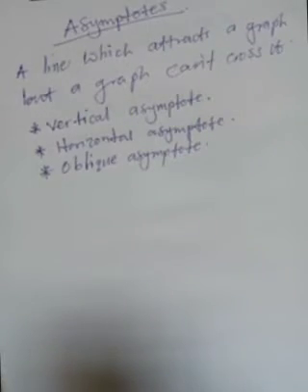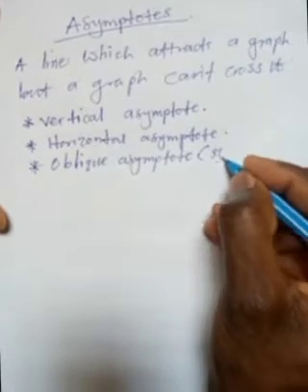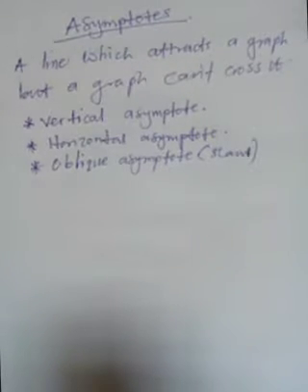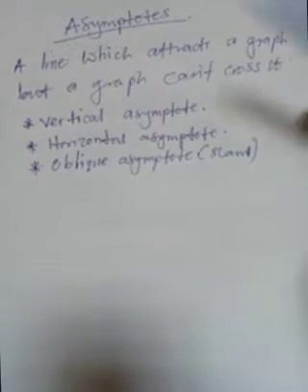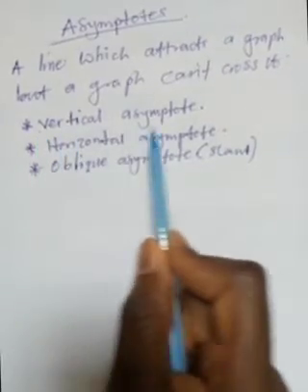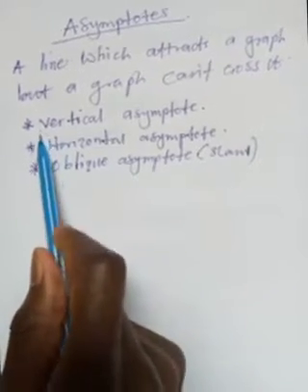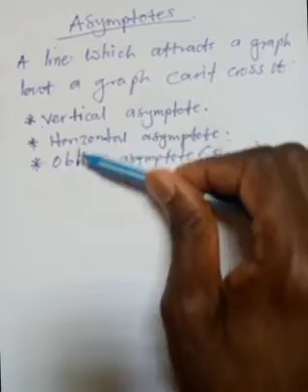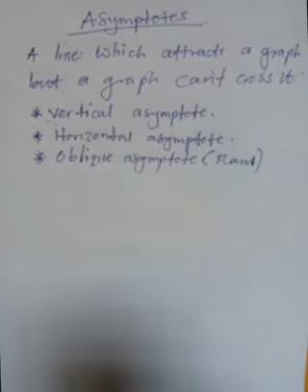Let me just clarify the meaning of oblique. If they say oblique asymptote, they mean a slant asymptote. We learned about this in mensuration, where you talk about slant height and the like. So these are the three types of asymptotes that we are going to focus on. Vertical asymptotes appear in both horizontal and oblique cases.